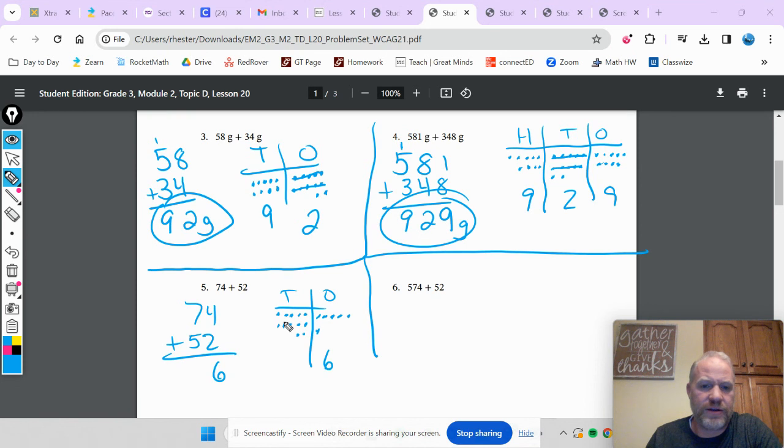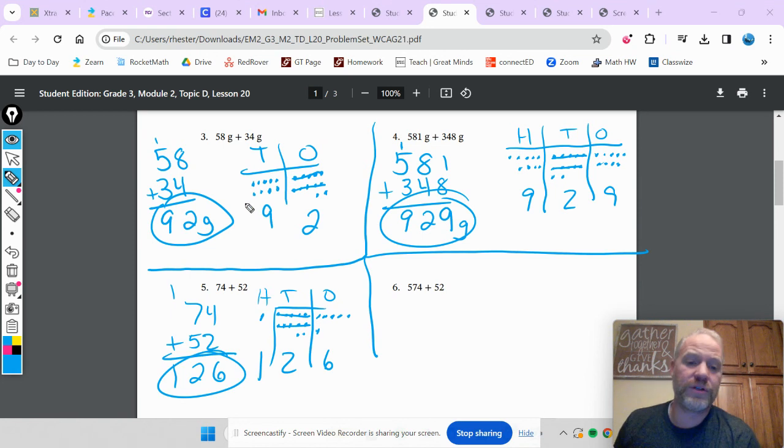6 here. Is there enough to bundle? 1, 2 rows. Yes, that is 12. So 12 puts 1 more over in the hundreds position. So that would put like another box here, hundreds, and you would move that over. So now you have 1, 2, 6. And there's no units here, no grams, milliliters, or anything. So we're just adding. All right.